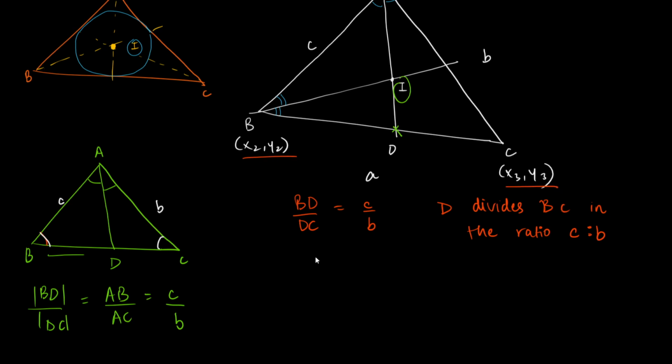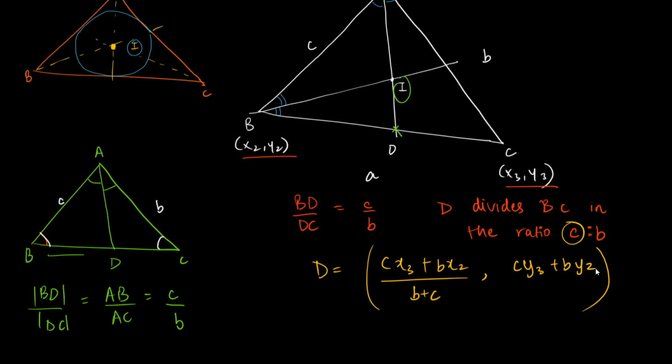And using the section formula, you can write the coordinates of D to be C times the second one. So C times x3 plus B times the first one, so that's B times x2, divided by B plus C. And then for the y coordinate, just the same thing. So cy3 plus by2 divided by b plus c. Okay, so we figured out what D is. Now let's try to figure out what I will be.